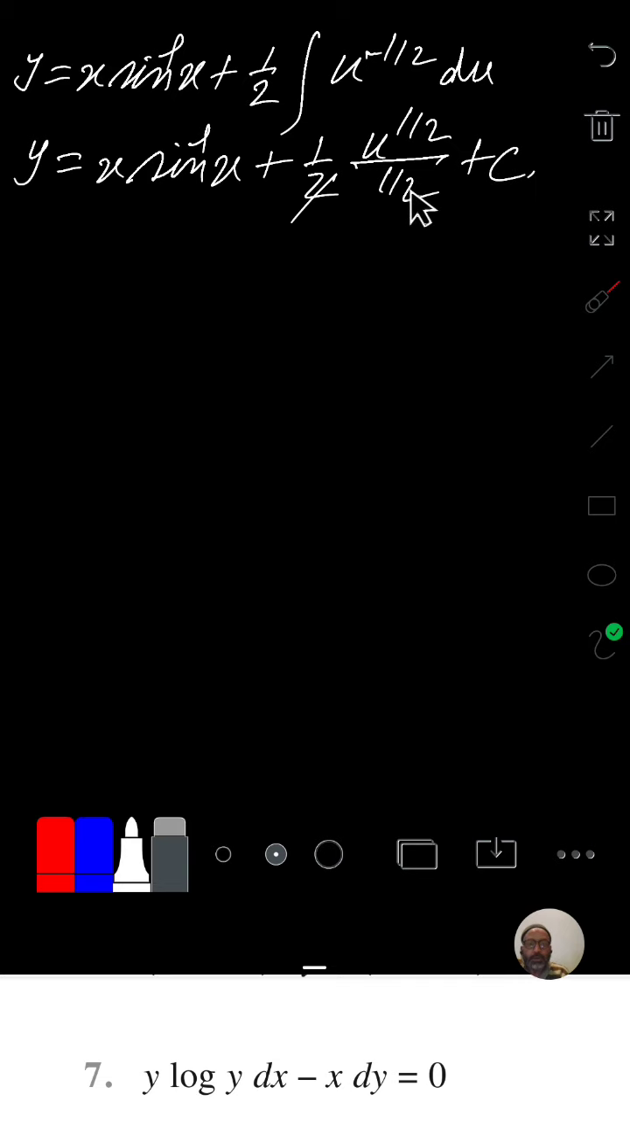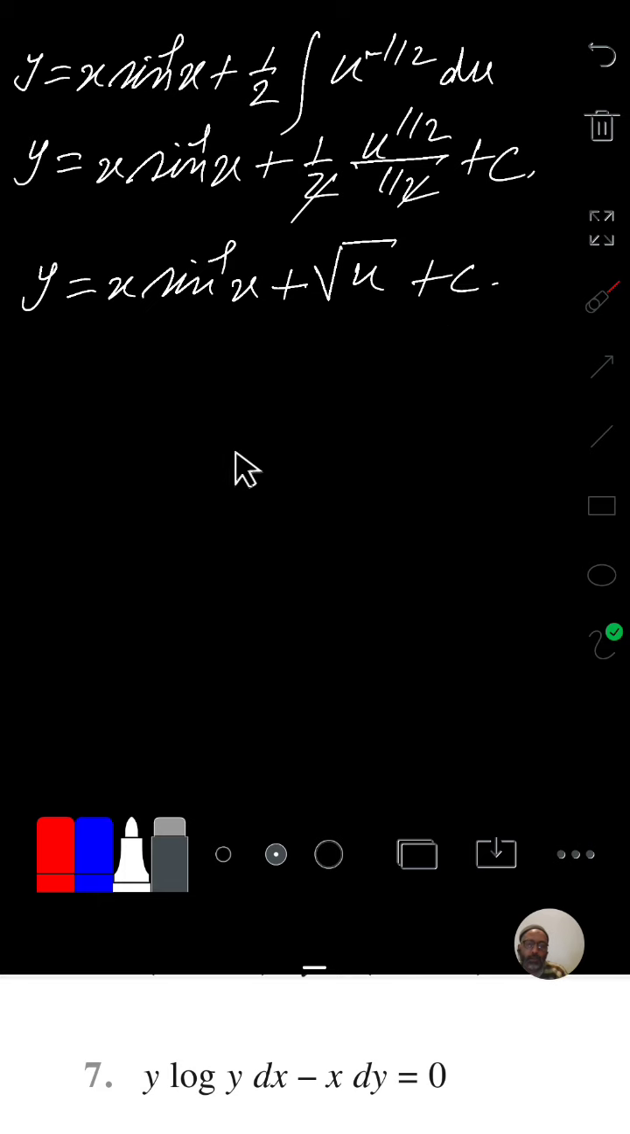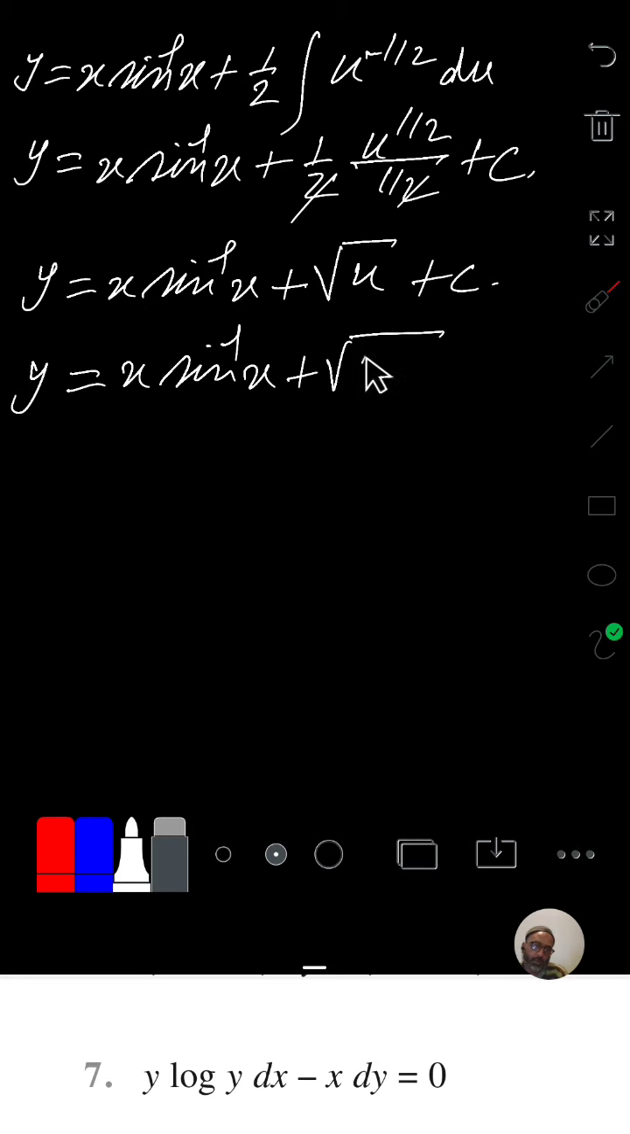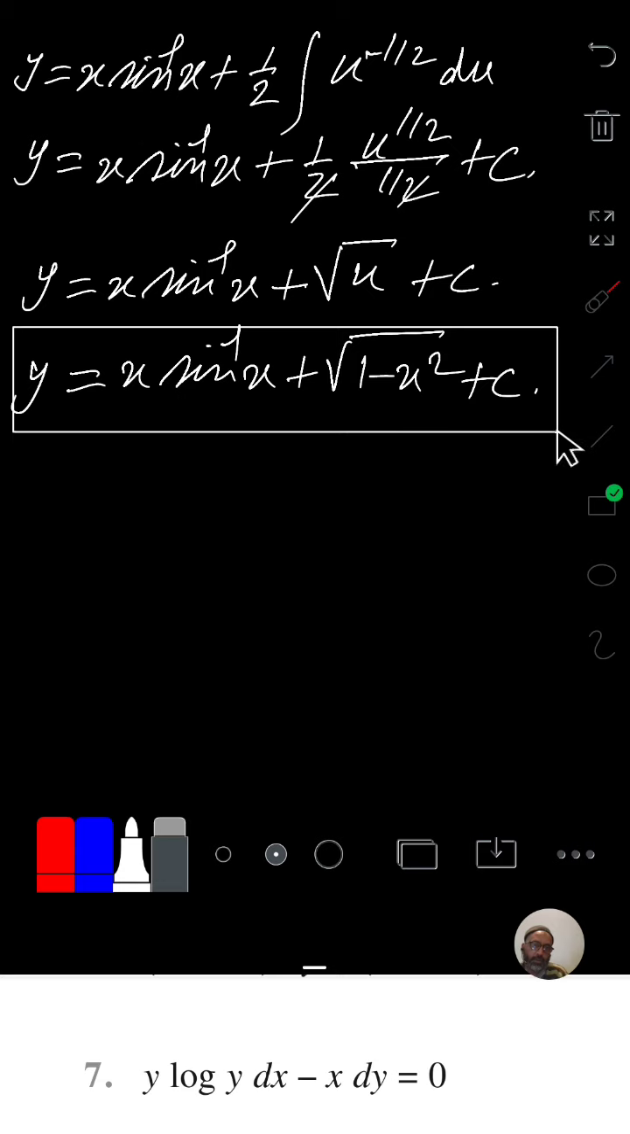So this 2 is cancelled by this 2, and y is equal to x sine inverse x plus u raised to the power half is left, and u raised to the power half may be written as under root u plus c. Now finally, the value of u, that was 1 minus x square. So x sine inverse x plus under root 1 minus x square plus c. And this is the required solution of the given differential equation.